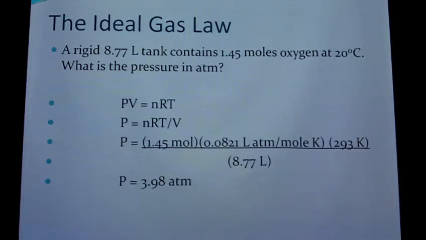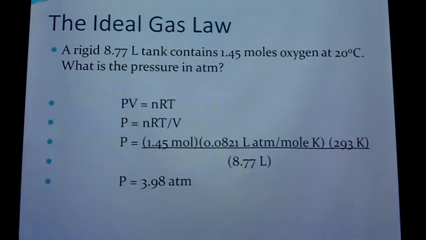Let's take a look at another problem. It says a rigid 8.77 liter tank contains 1.45 moles of oxygen at 20 degrees Celsius. What is the pressure in atmospheres? So we've got PV equals nRT. P then is equal to nRT divided by V. I take this on top and just divide by V. I'll do the same thing on the left hand side, but as I do, the V's cancel. V over V would be eliminated. So we have P equals nRT over V.